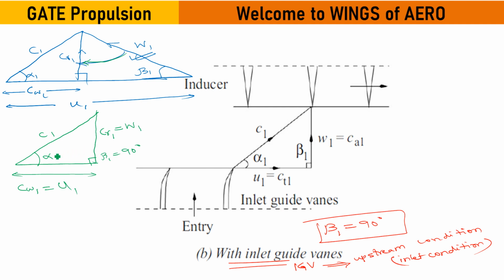Now they will give you some schematic diagram, and they will ask you to identify the conditions. This is not a no slip condition. No slip condition is when CW2 is equal to U2. This is the concept for no slip condition, right? And CW1 equal to U1 is not a no slip condition. Keep this in mind.